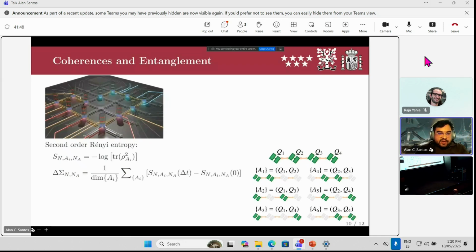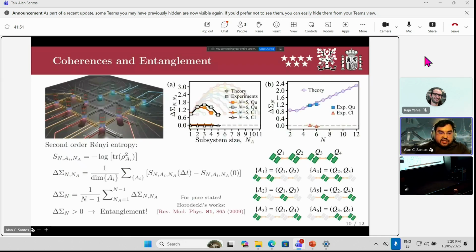If you do these bipartitions and you take the average, this quantity being higher than zero means that we have entanglement in the system. To measure this second-order Rényi entropy, we have to use random measurements to approximately compute it, because we have 12 qubits and doing tomography on these 12 qubits is absolutely hard. Doing these random measurements, we could see that the theory and the experiment agree quite nicely, okay?